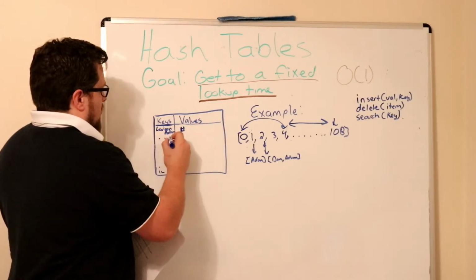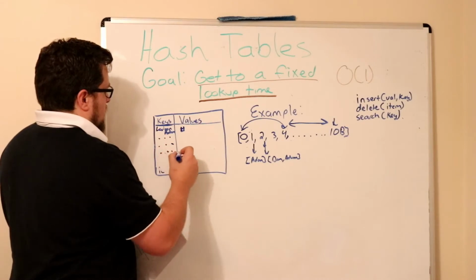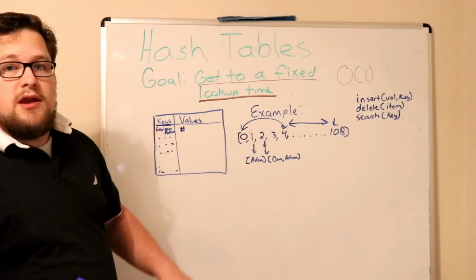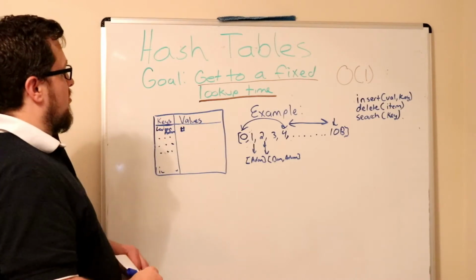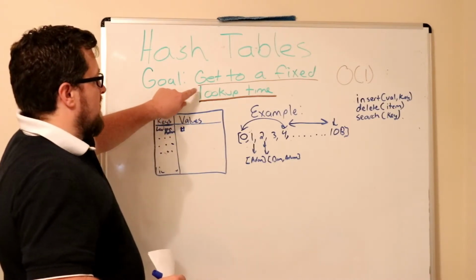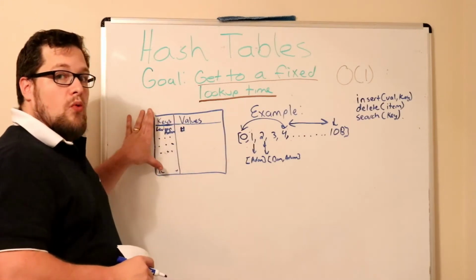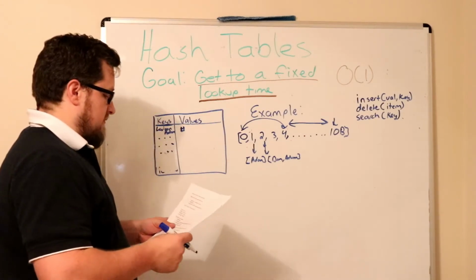And then we'd have another one, and another one, and another one. How in the world do we take our name and make it into something that we can look up in fixed time? So that's problem one, and we're going to talk through some solutions for that.